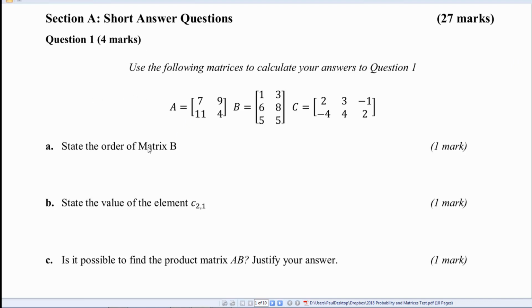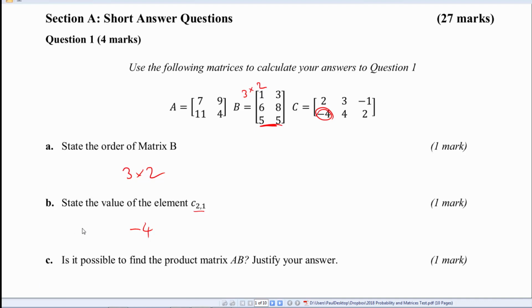State the order of matrix B. So this is the matrix here, and what we've got is 3 rows and 2 columns. So it is a 3 by 2 matrix. State the value of the element C21. So that is the element in matrix C in the second row, first column. This is the second row, this is the first column, so it's -4.